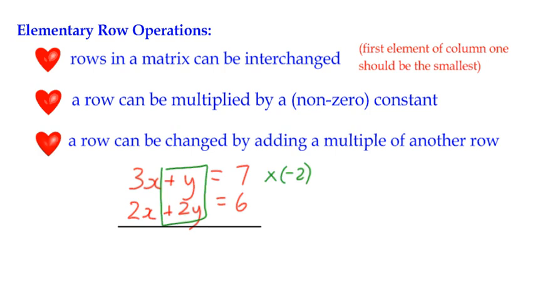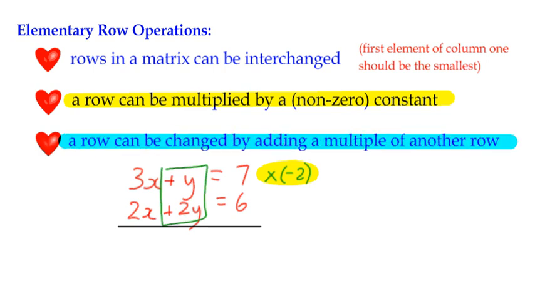And you'll notice that the second and the third of these operations is exactly the same. So the second one says a row can be multiplied by a constant, which is exactly what we were doing here. And the third one says that a row can be changed by adding a multiple of another row. In other words, we can add rows together, which we can already do. So most of it is the same as our simultaneous equations. There is this extra rule that we can use, which is that we can actually swap the rows about. It doesn't matter which one we write first.